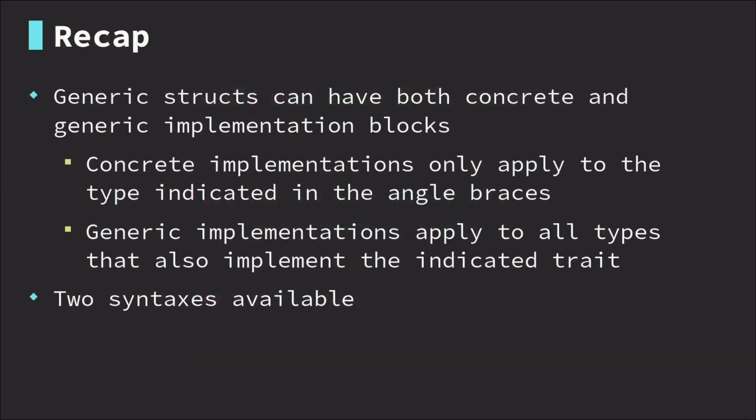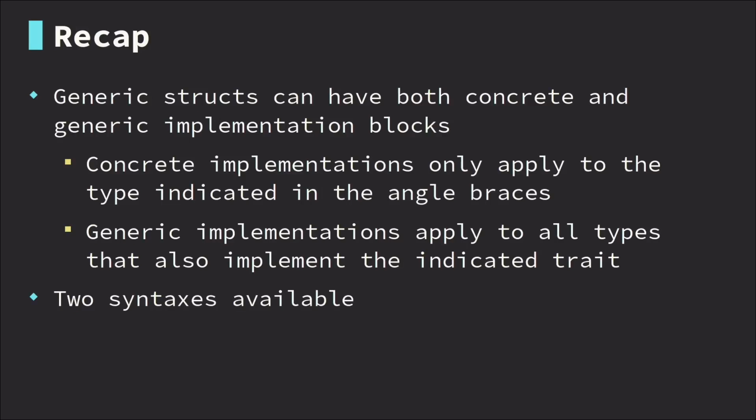To recap, generic structures can have both concrete and generic implementation blocks. Concrete implementations only apply to the type indicated in the angle braces. Generic implementations apply to all types that also implement the indicated trait.